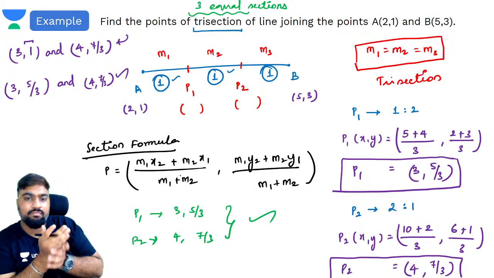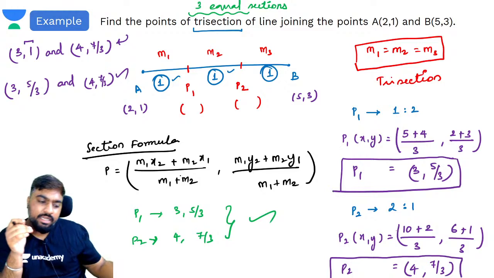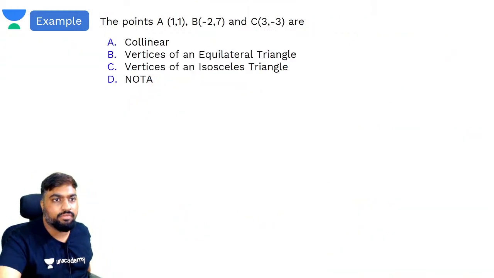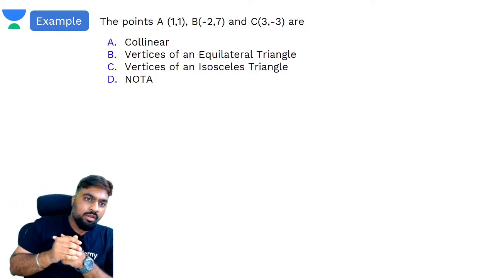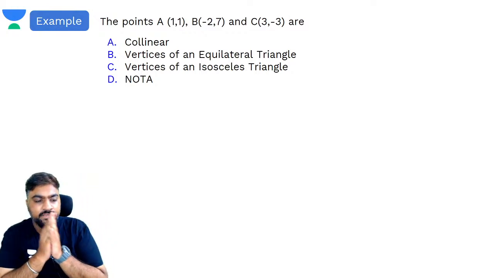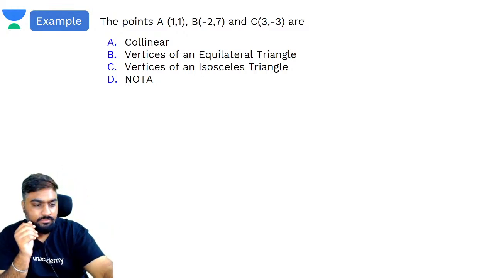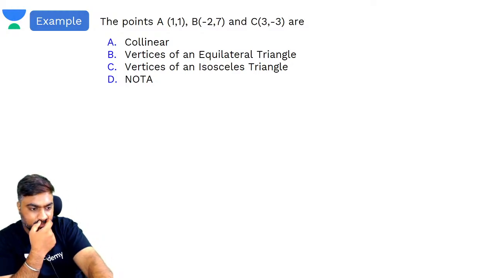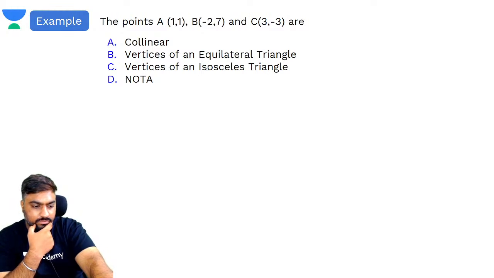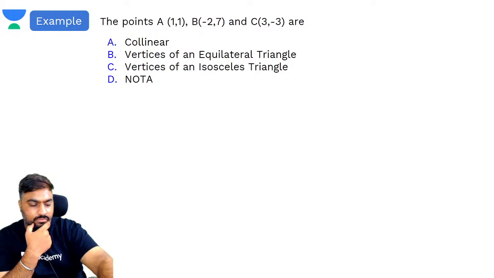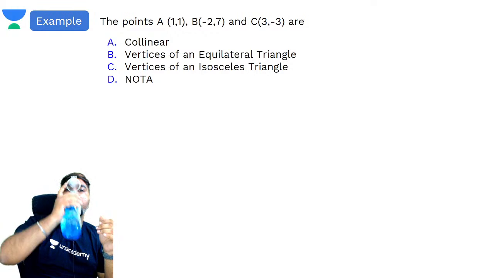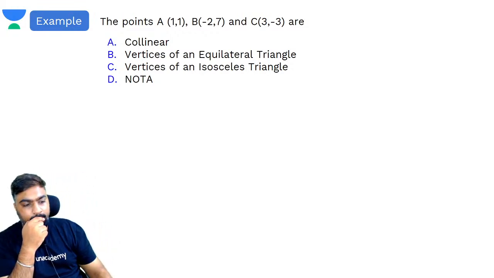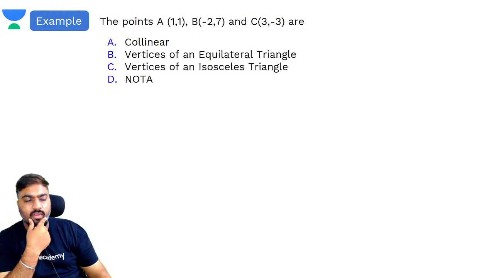Bisection, you know what bisect is? Bisection matlab kya? Splitting it in 2 equal parts. So trisection will be splitting it into 3 equal parts. Done? Beautiful. Try this question. Quickly try this. 3 points are given. You need to find out what kind of lines they will form. Quickly try this question out.